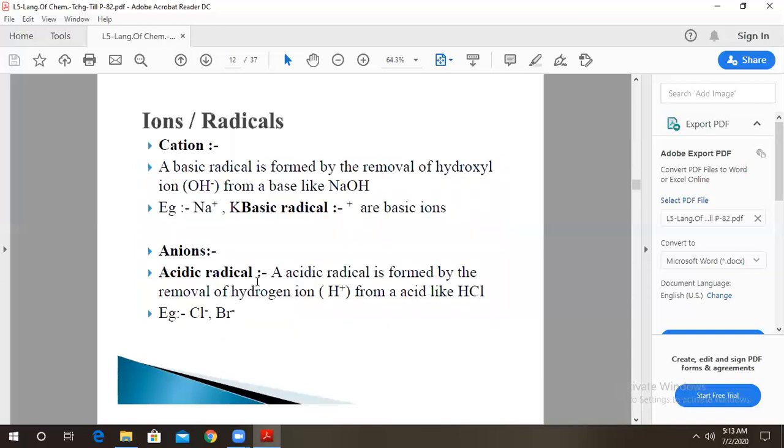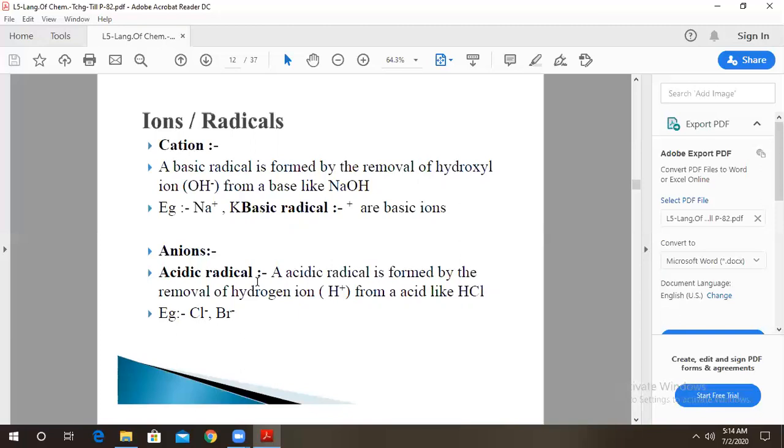Now, coming towards ions and radicals. Up till here, we have also seen this part in the videos that I have just sent you. Now starting with the ions. So what are ions? When atoms or groups of atoms lose or gain electrons, they form ions. And we have seen that ions or radicals are of two types, cations and anions.